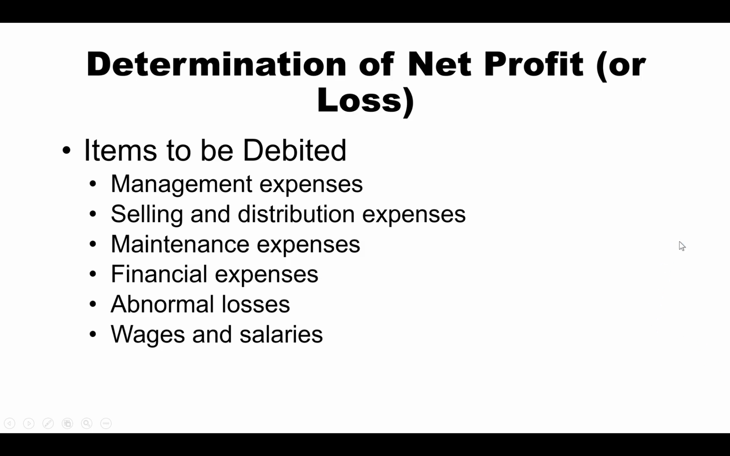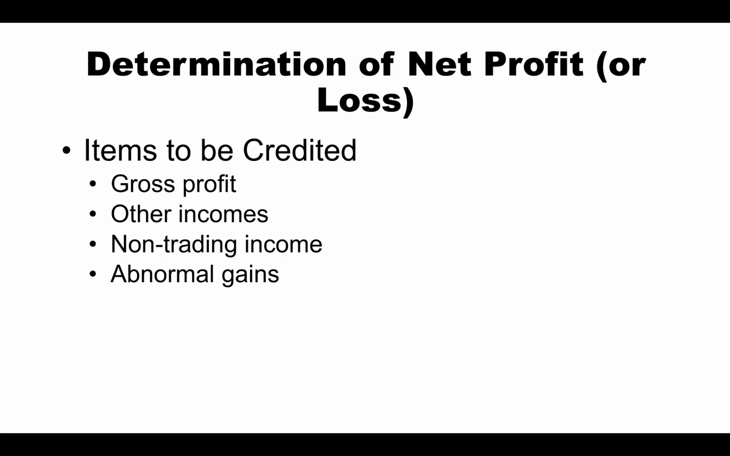So let's continue. You also have to look at the items that we shall credit on our side for determination of net profit or losses. So we are going to start with the gross profit as we have calculated above. So we are going to credit it on the credit side. Then you also have any other incomes. So sometimes business might be generating some profit, which is not due to the sales of its goods or services.